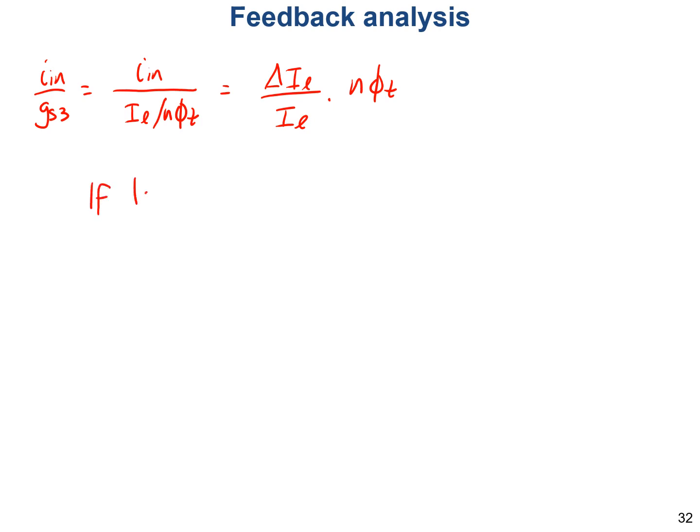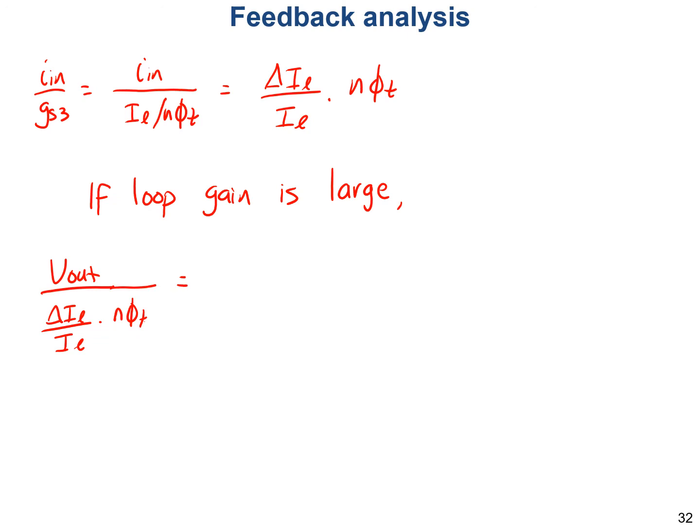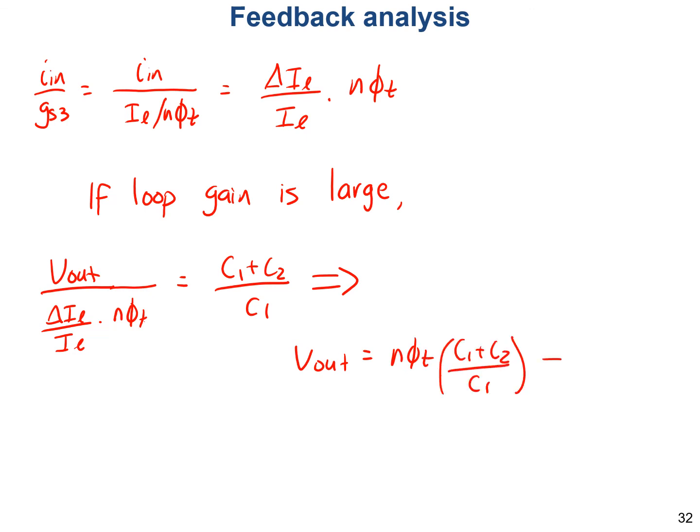So if the loop gain is large, we can then say that V out divided by delta IL over IL times N phi t is equal to, well, it's just the reciprocal of the feedback factor. It's equal to C1 plus C2 divided by C1, assuming the loop gain is large. So what we can then say is that V out is equal to N phi t times C1 plus C2 divided by C1 times delta IL over IL.